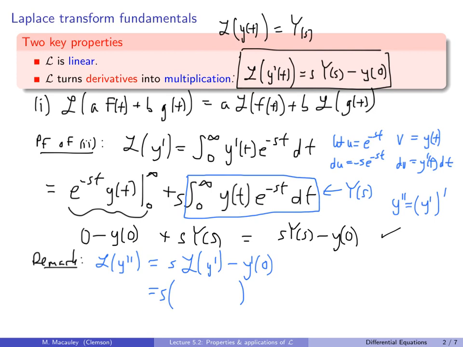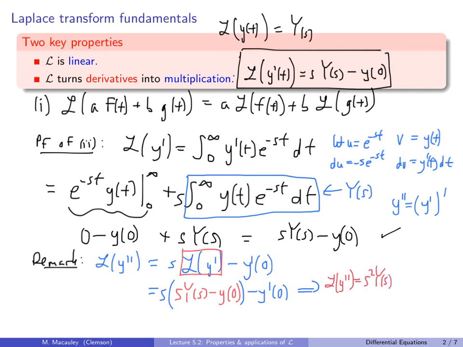So let's call this s times Y of s minus y of 0. Again, that's all this is. This is just this minus y prime of 0. And so now we have a formula. So now this tells us, let's collect terms, and the Laplace transform of y double prime is s squared times the Laplace transform of y.